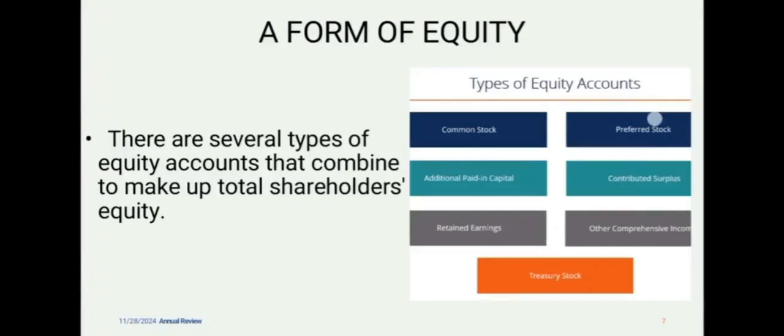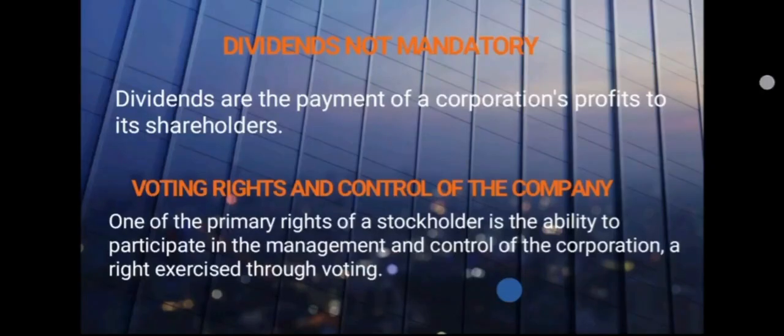And the last one is treasury stocks. So treasury stocks refer to shares of a company's own stock that it has repurchased from shareholders and holds in its own treasury. Dividends are not mandatory. Dividends are the payment of a corporation's profits to its shareholders.